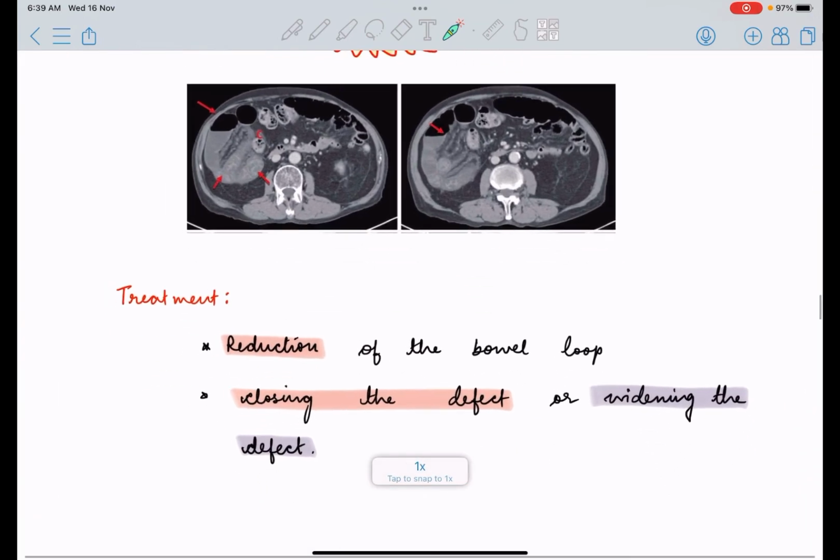Moving to the treatment, obviously reduction of bowel loop is important, but in these surgeries we get two options after reduction of the bowel, that is either to close the defect or to cause widening of the defect. Closing the defect will obliterate the space through which bowel seems to herniate, and widening the defect will cause the space to become very wide, so that even if bowel herniates through it again, it does not cause symptoms or problems to the patient, and the risk of strangulation becomes very, very low.